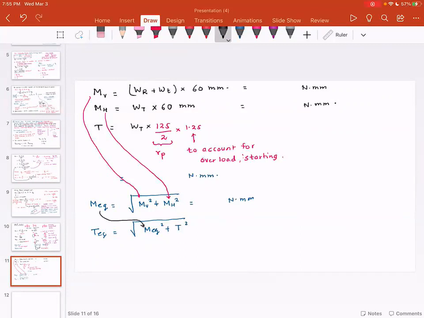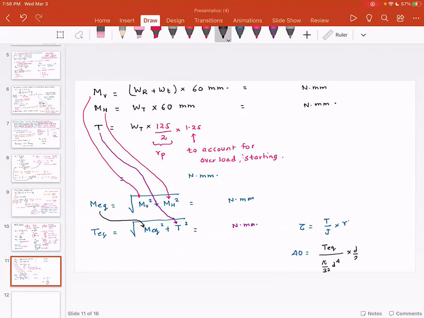This MEQ goes here, and this T goes here, and that gives you the value in Newton millimeter. And the last part is tau equals T divided by J multiplied by R. Tau is given to us as 40 Newton per millimeter square. The value of torque is T equivalent. The value of J is pi by 32 d to the power 4.